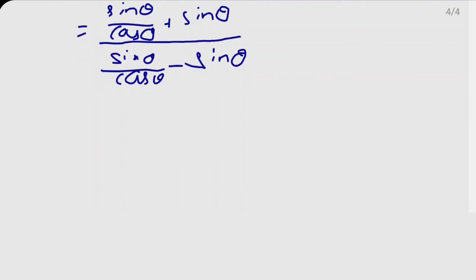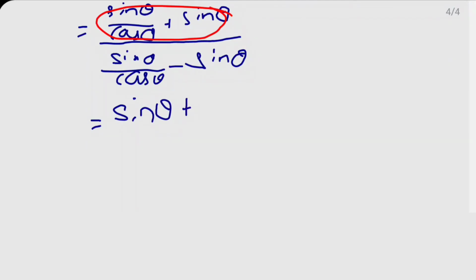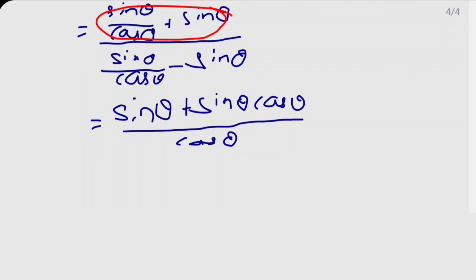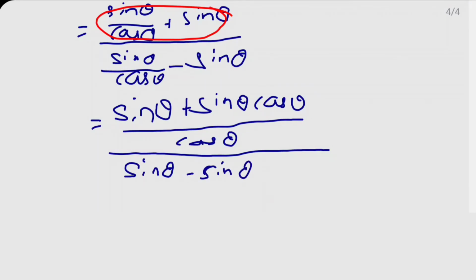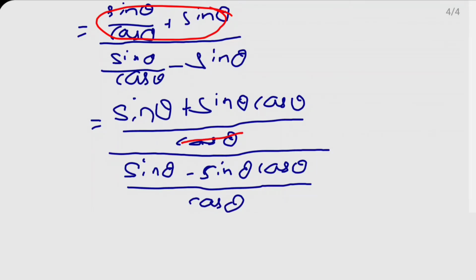So now here, take cos theta LCM. Here (sin theta plus sin theta into cos theta) divided by cos theta, and this divided by, so here also take LCM cos theta, so now this becomes (sin theta minus sin theta into cos theta) divided by cos theta. Cos theta gets cancelled.